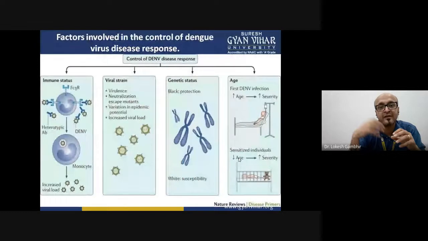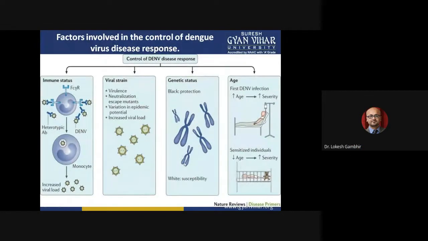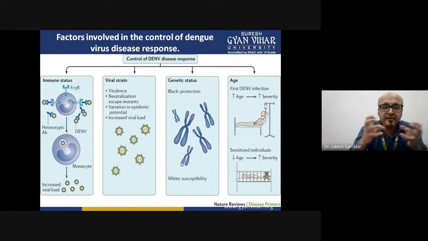So what are the factors that are involved? The factors we are talking about are responsible for controlling this dengue virus disease response. How can you control this? What are the factors that can contribute to abrogate or mitigate this particular dengue virus infection?